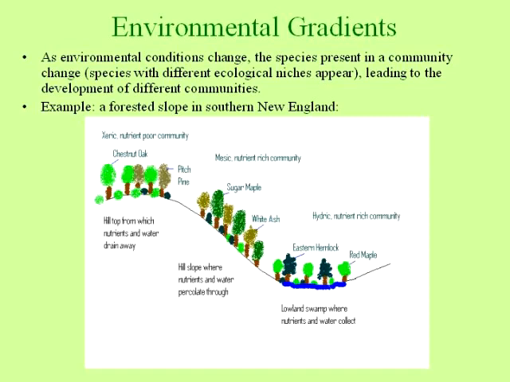Now, here's a different kind of an example from southern New England of this environmental gradient kind of phenomenon. Pretty much any small hill in southern New England that's forested will show a turnover in communities from the bottom of the hill to the top of the hill. Because even though it might only be a short distance, the physical environments do alter.